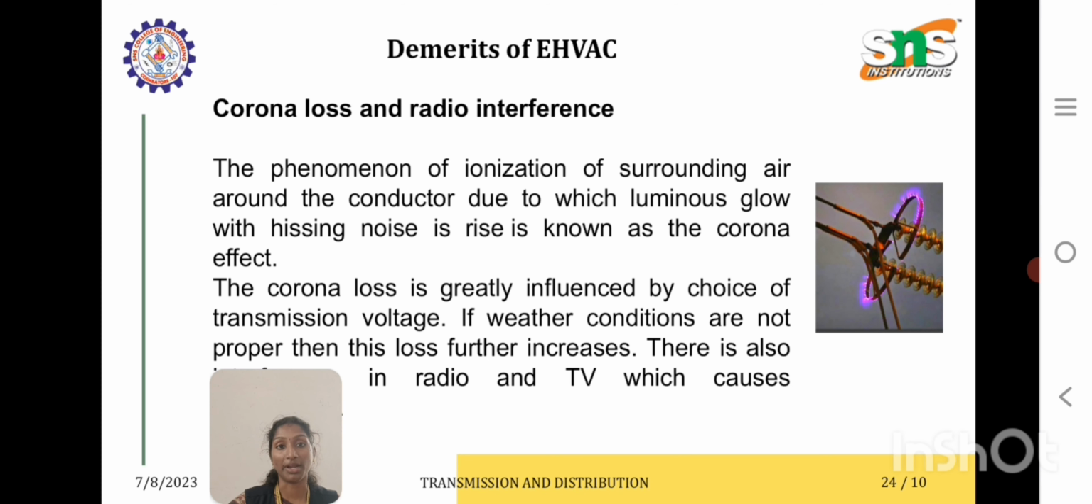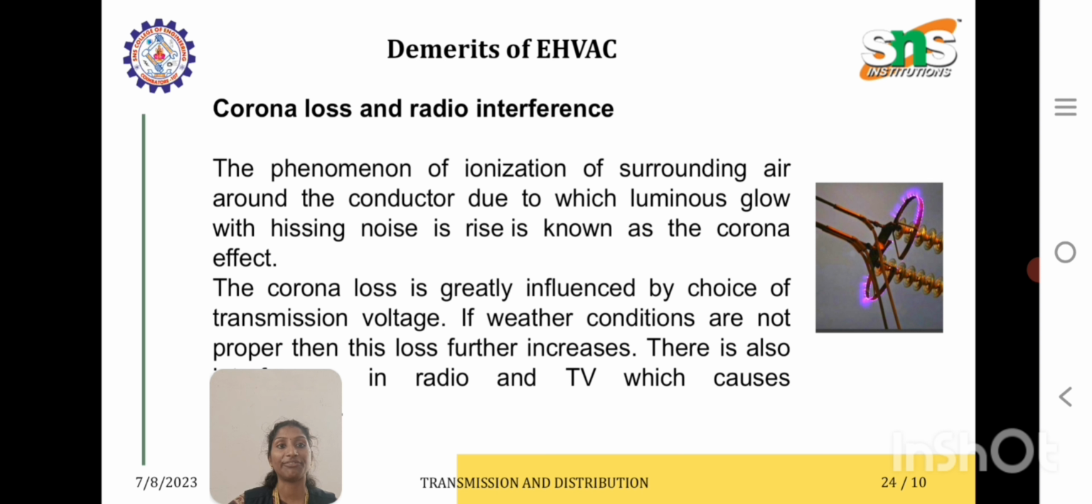But we have demerits also. In everything we have advantages and disadvantages. The main disadvantages are corona loss and radio interference. So, what is corona loss? It is due to the phenomenon of ionization of the surrounding air. It causes a luminous glow with a hissing noise. In the picture it is clearly shown. As we go by a bypass, we can find this type of glow in the transmission line, and that is called the corona effect.